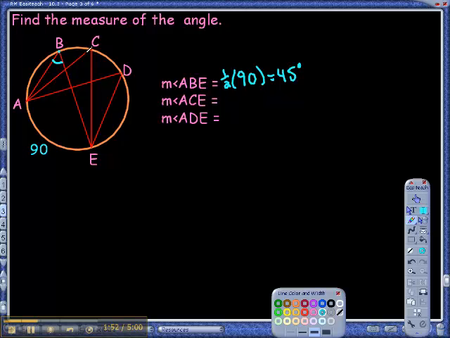Now, ACE, notice that this angle also intercepts the exact same arc, and it's also an inscribed angle. So therefore, we know that it's also half of 90, which would also be 45. And ADE, hey, take a look at that one. Who would have thought that it also intercepts the exact same arc, and it's an inscribed angle, so it's also half of 90, which is 45.